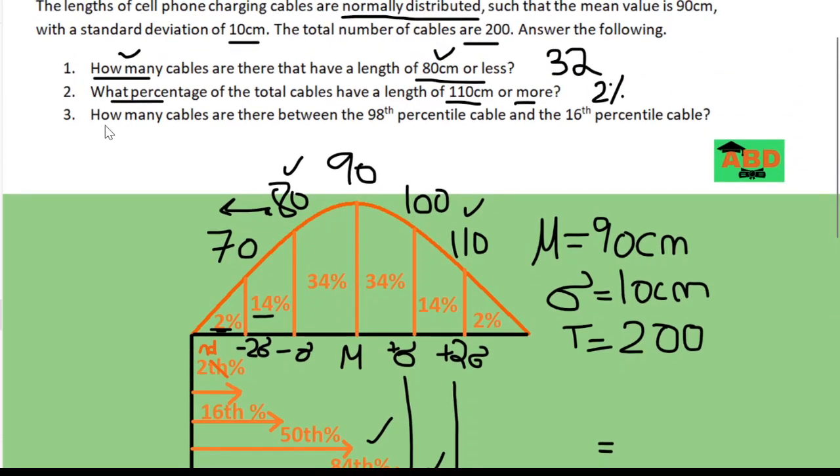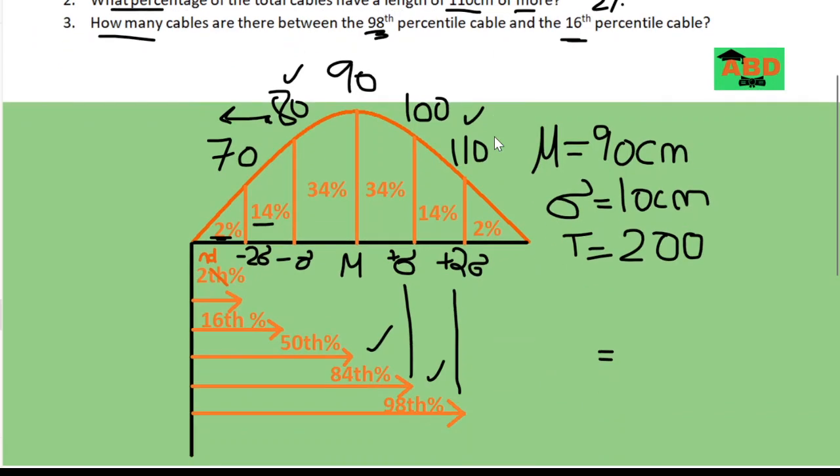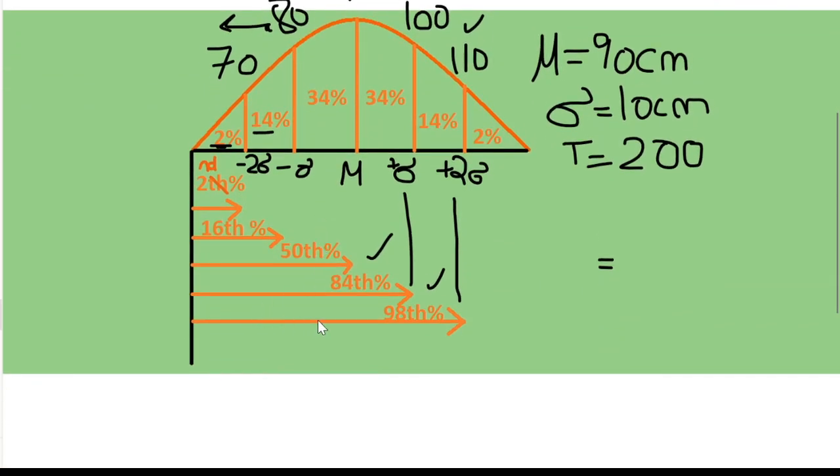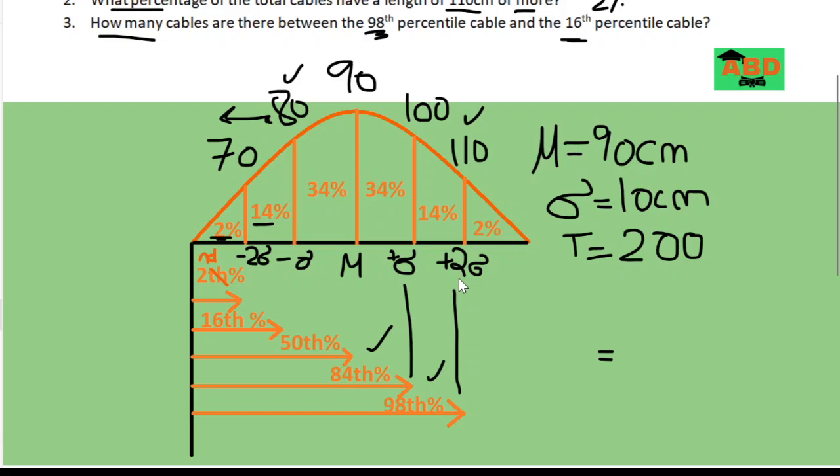Question number 3. How many, again, absolute values, quantity, how many cables are there between the 98th percentile and the 16th percentile? The first thing that I need to do is come down here and see where the 98th percentile is. It is 2 standard deviations above the mean, which is 110. This is one value. Then I have to look down and search for the 16th percentile. It is here, at 1 standard deviation below the mean, and 80 is lying at 1 standard deviation below the mean. All I need to do is combine these percentages. Let me just circle them and use the total to get the exact value.